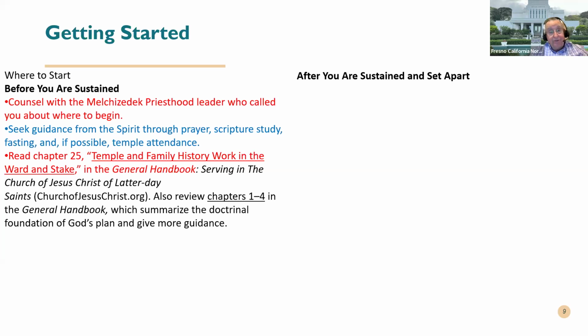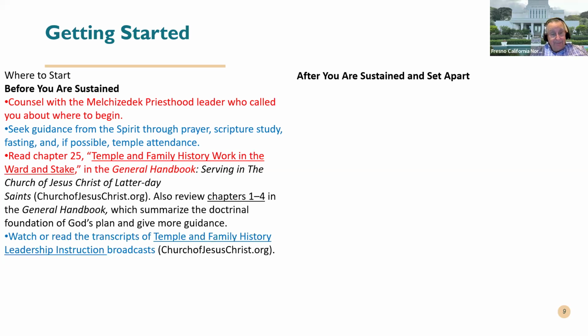They recommend in this article that you go over to the handbook and read that chapter 25 that we've already referred to. And then also, very interestingly, chapters 1 through 4, which a lot of people never look at. I found this very interesting to read. These are the chapters that give you the doctrinal foundation for God's plan. And it's really very good reading to read those 4 chapters.